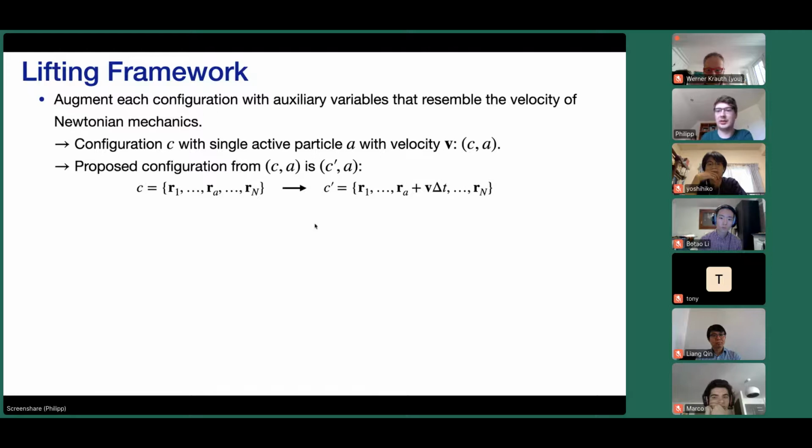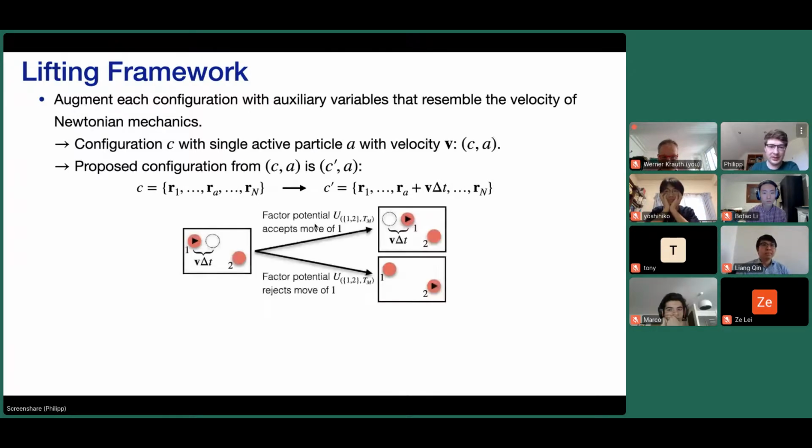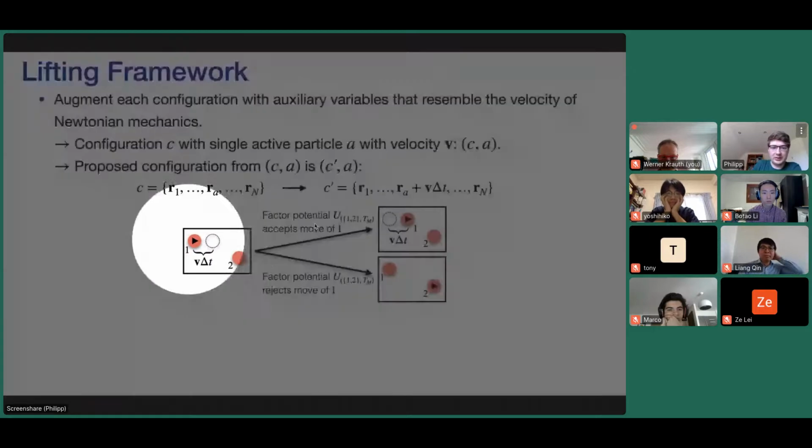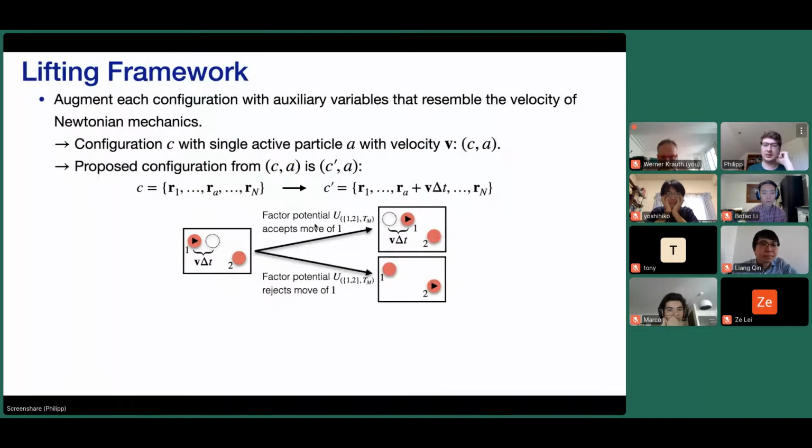And this is why it usually yields better mixing times, if you do it correctly. Now we have our proposed configuration, and as I said, then we ask the factorized Metropolis filter if the configuration is accepted or not, and then two things can happen. So here on the left, I draw two particles which interact by some factor potential, and I chose one as the active particle. And we now propose the move that one is displaced by v delta t.